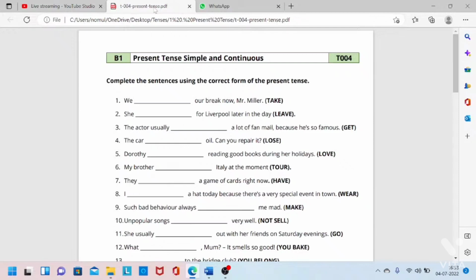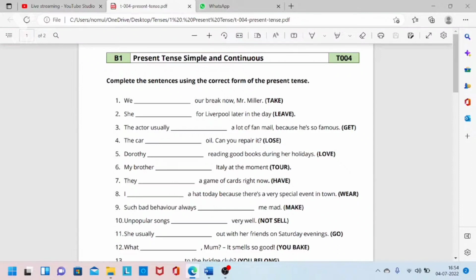Present simple tense and continuous tense. Complete the exercise using the correct form of the present tense. So what would be the answer now? Like first one, we dash our break now, Mr. Miller. So we have to use take here, using take and a proper auxiliary verb. They have already given a verb here, but we have to use a proper auxiliary verb. Okay, so let us try.